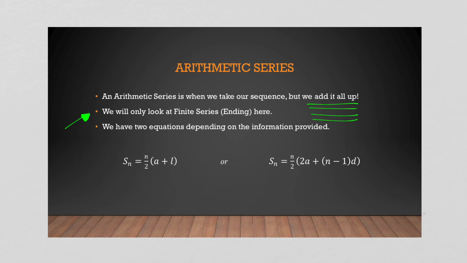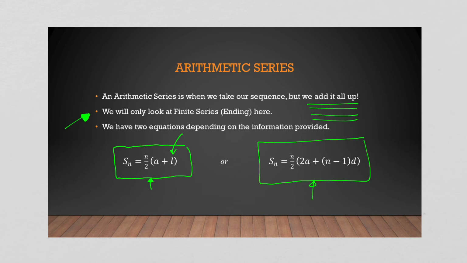And now, depending on the information given, you can see here we have two equations. We have this one, and we have this one. So the caveat is for the first one, we need to know the last term in our list. If we don't know the last term in our list, we have to use this one. So, interesting where this one came from. Now, maybe an urban legend, but I'm pretty sure it's true.